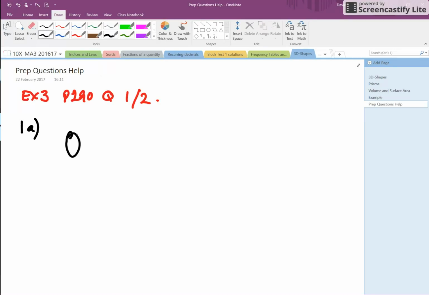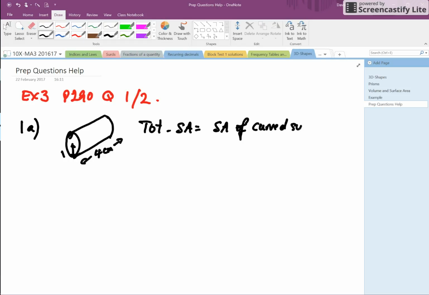So we've got a cylinder that looks like this, and here the radius is 1, and the length of this is 4 centimeters. So it's all in centimeters, 1 centimeter and 4 centimeters. It says find the surface area of the following cylinders. So we want the total surface area, and it's the surface area of the curved surface, and then we want to add to that the surface area of the ends.